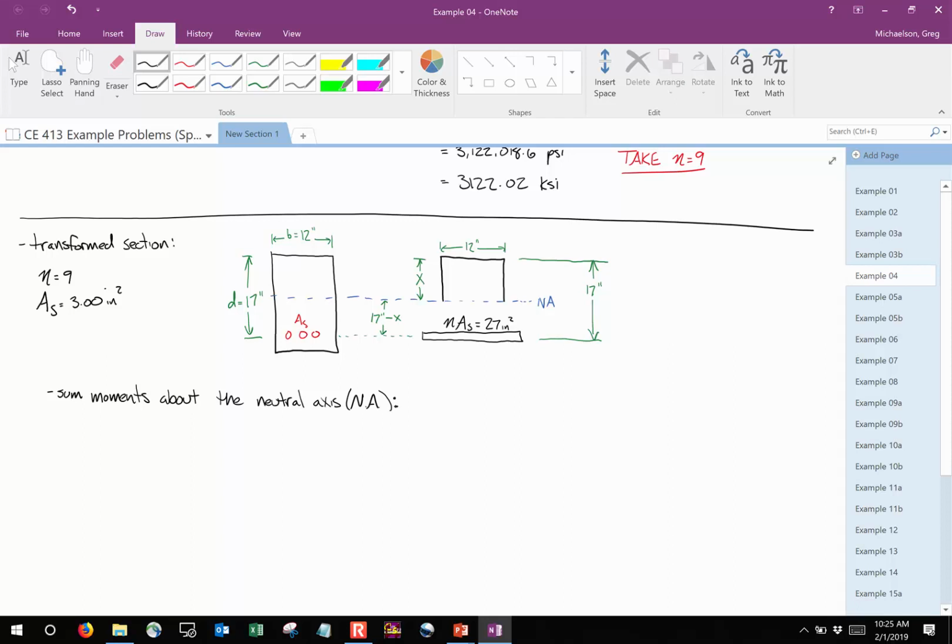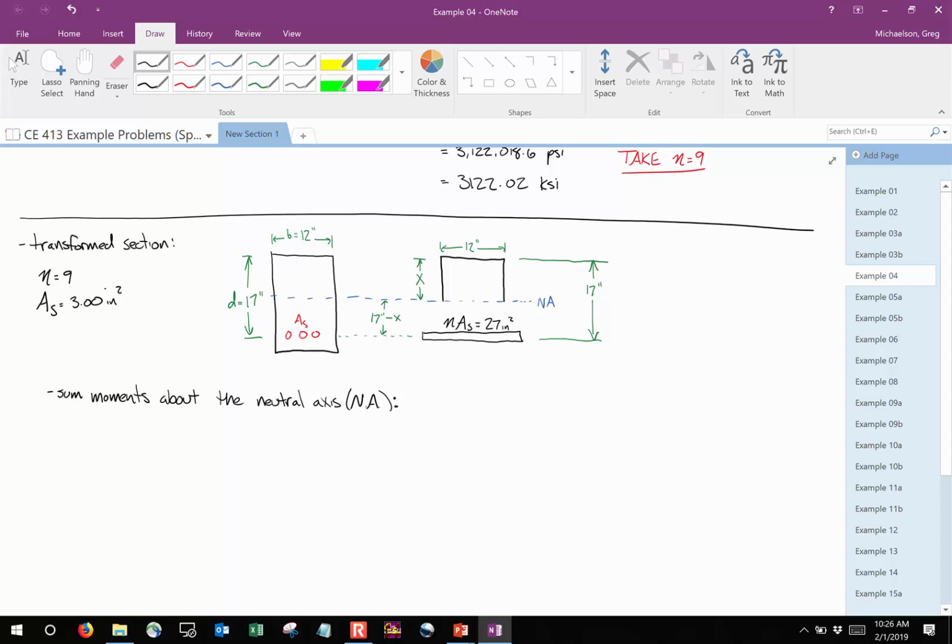Okay. So let's sum moments about the neutral axis. Now what I mean by summing moments, I'm talking about the areas, the cross section. An easy way of looking at this is I want to look at everything above the neutral axis and everything below the neutral axis. So, above the neutral axis, what do you see? I see a big box right here. What is the area of that box?